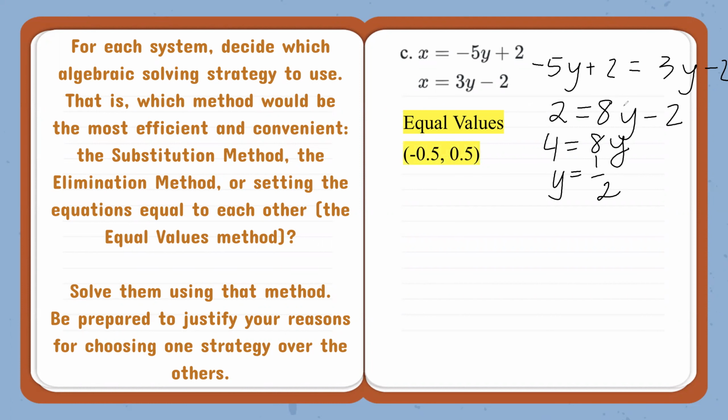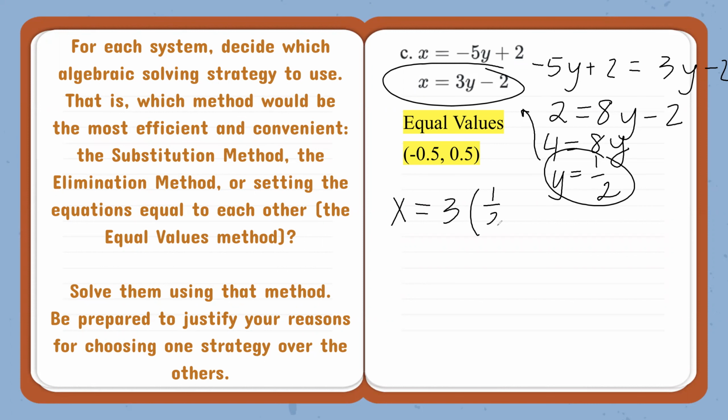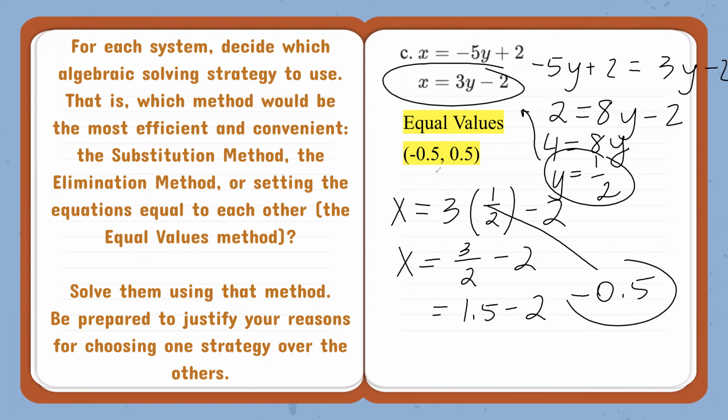And what do we do with that? Well, we're going to plug this into one of our equations. Ooh, this one will be a little spicy. Okay. So let me go ahead and plug it into this one right here. So x is going to be equal to 3 times y, which is 1/2, minus 2. I have x is equal to 3/2 minus 2, which is 1.5. And 1.5 minus 2 gives us negative 0.5 for our x. So we solved this system of equations using equal values, and we got negative 1/2, 1/2.